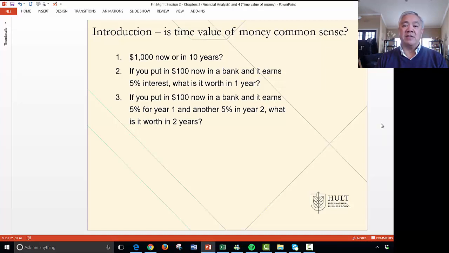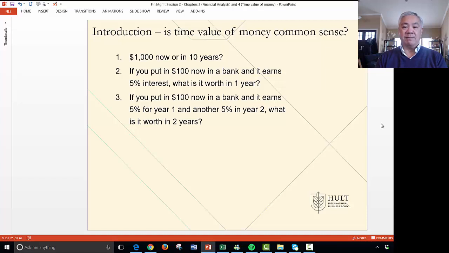Now, the difference between an intuitive approach like you just had, like, oh yeah, I'll take the money now, compared to 10 years from now, is what is the quantified difference? Like, would you rather have $1,000 now or say $8,000 in 10 years? Now you're going to think about it a little more. So this kind of quantification is what we do in TVM.